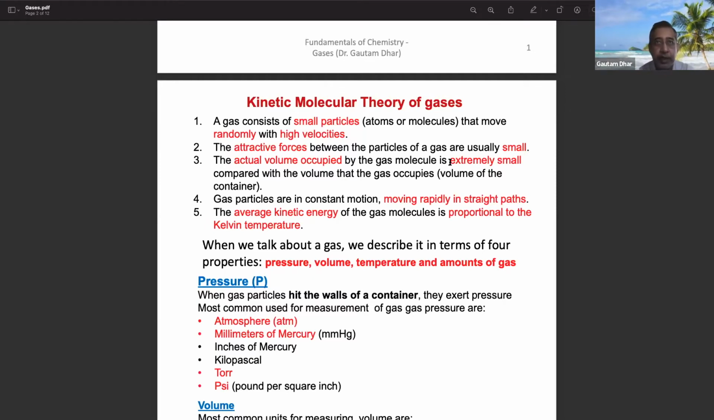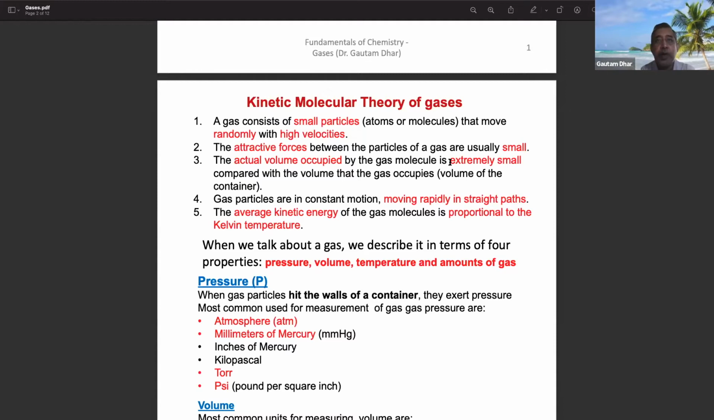Number five is another very important assumption. The average kinetic energy of the gas molecules is proportional to the Kelvin temperature. So if the temperature increases, the kinetic energy increases. Now, what is kinetic energy? Kinetic energy is the energy due to motion, so the greater the velocity, the greater the kinetic energy. If you increase the Kelvin temperature, the kinetic energy has to increase, which means the speed of the gas molecules will increase. They're going to move faster and faster.